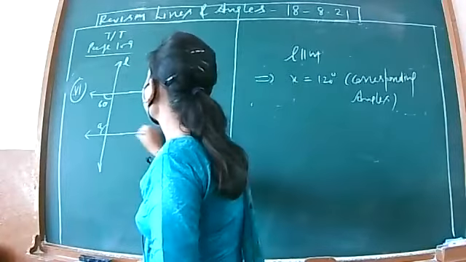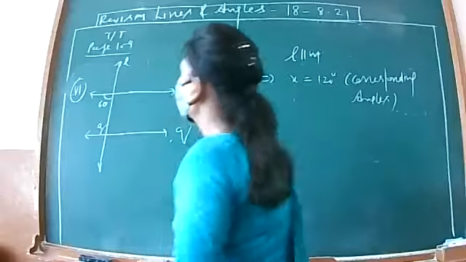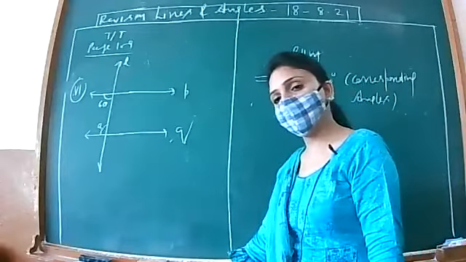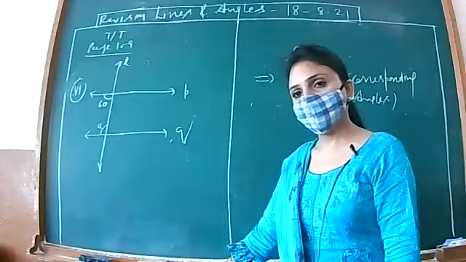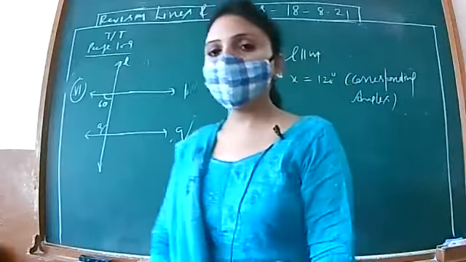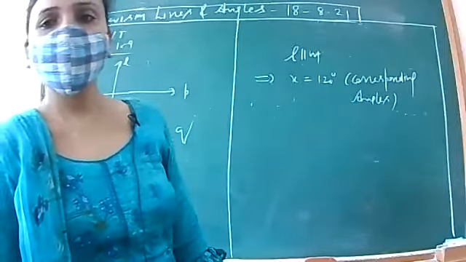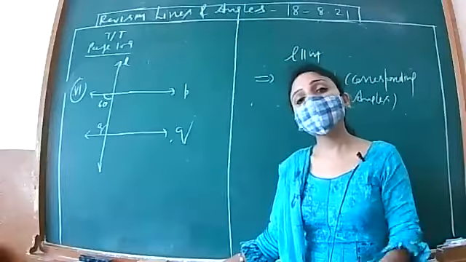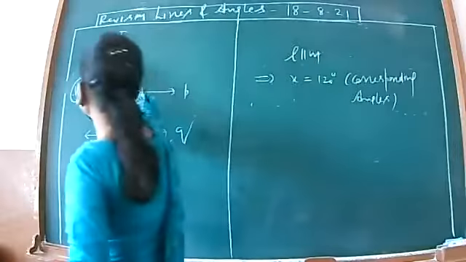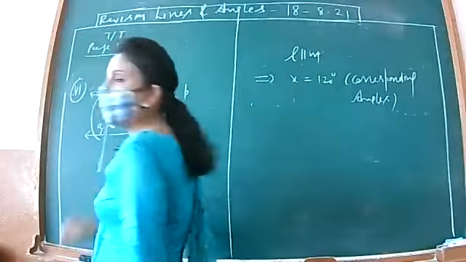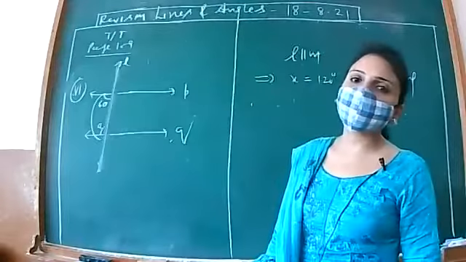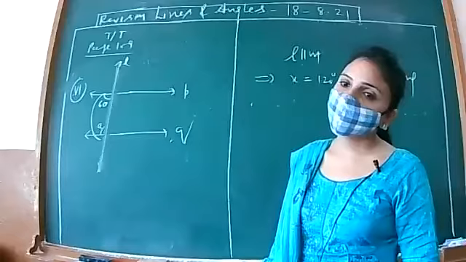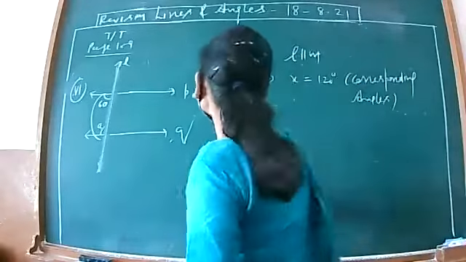Ma'am, 60 and A corresponding. Kaun bol raha hai? Harmeet, you are giving wrong answer. Shubh, you tell. Co-interior angles. Same side of transversal and interior. They are co-interior angles. Harmeet Singh, do you find your mistake? Yes, ma'am. Co-interior angles. They are supplementary.